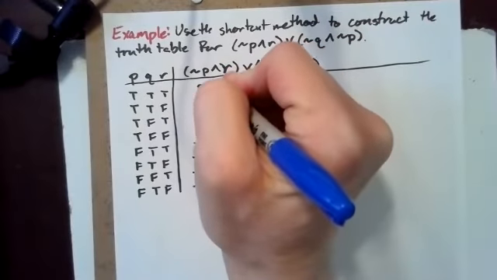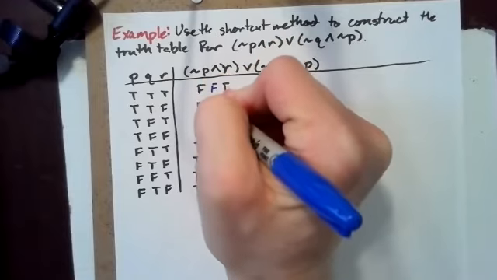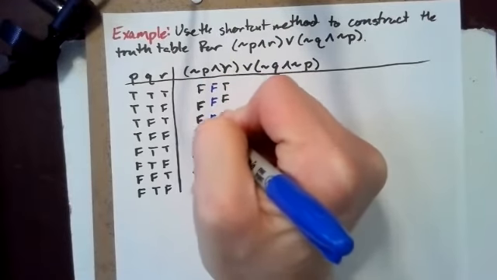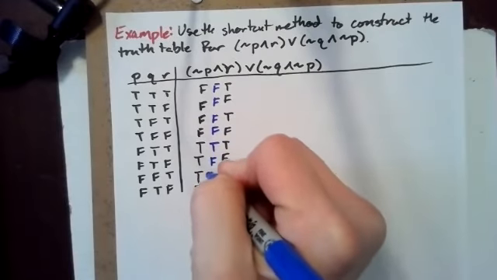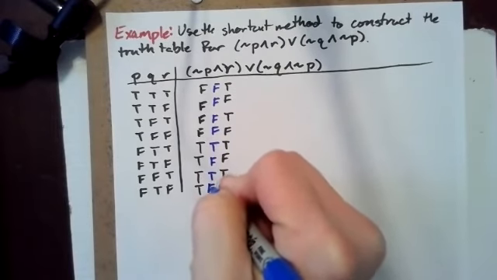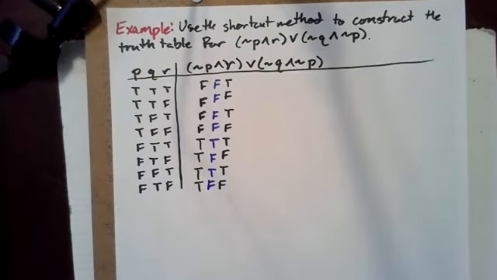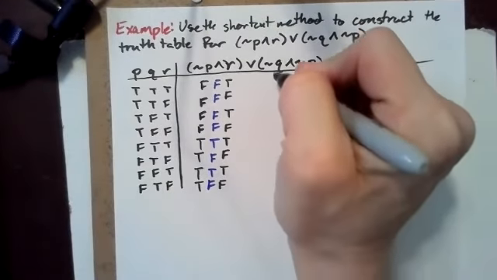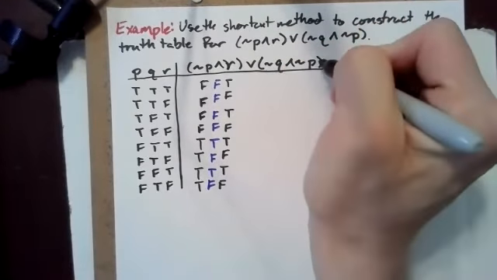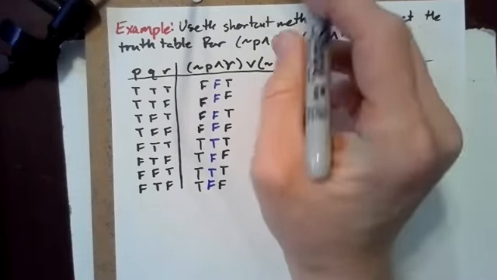So false and true is false here. It's false here. False, false, true, but this one is false. This one is true, and this one is false. Now we do the same thing with Q, not Q, and not P.